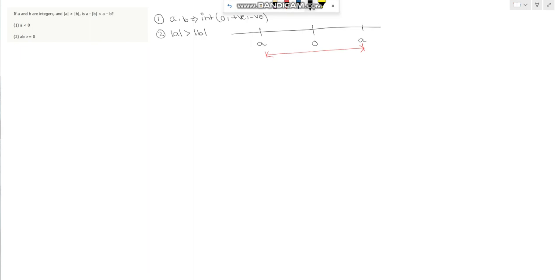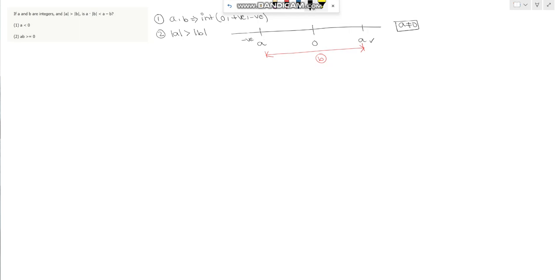So let's say if a is positive, a is out here, the mirror image of a is negative. And if a is negative, the mirror image of a is positive, and b will be an integer value which will be between a and minus a. One thing that we can further infer here is a will not be equal to 0, because if a is equal to 0, mod of a is equal to 0, and 0 cannot be greater than a positive value.